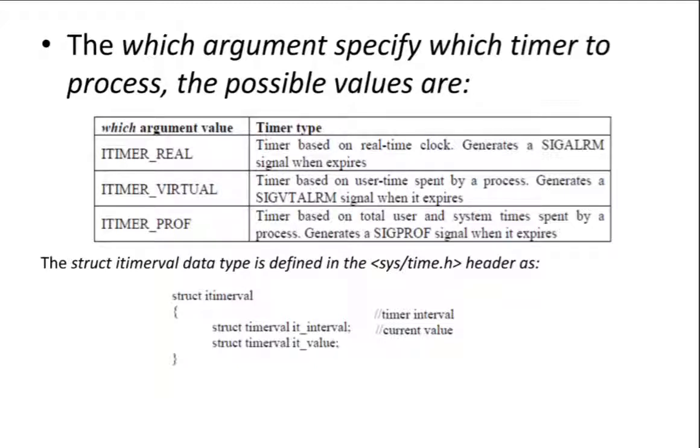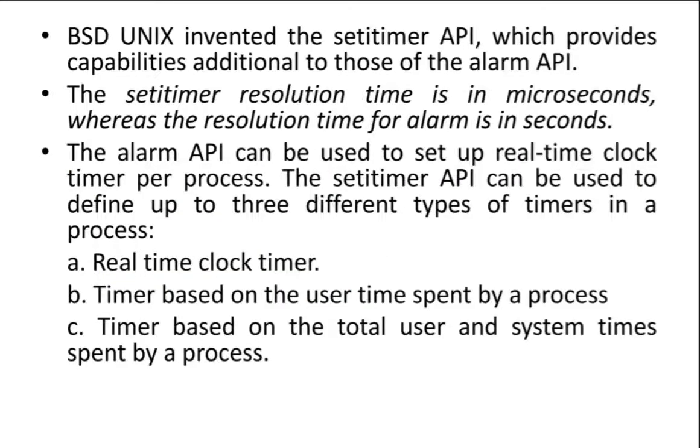The which argument specifies which timer to process. A process can have different timers. If you want to tell which timer value you want, you can see ITIMER_REAL, one possible value for the which argument. Timer based on real time clock generates an alarm signal when it expires. ITIMER_VIRTUAL means timer based on user time spent by a process. ITIMER_PROF means timer based on the total user and system time spent by a process. I already told you these three cases, right?